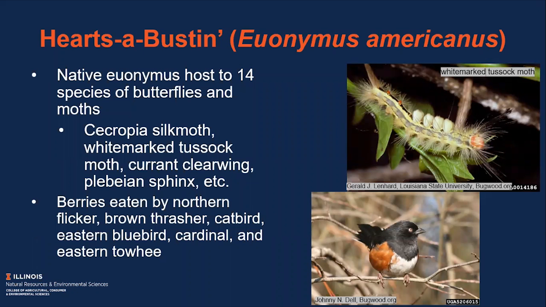Heart's-a-bustin. So again, this one is host to 14 species of butterflies and moths. A number of them listed here, but pictured we have the white-marked tussock moth, in addition to the currant clearwing, plebeian sphinx, and many more. The berries themselves will be eaten by northern flickers, brown thrashers, catbirds, eastern bluebirds, cardinals, and pictured here, one of my favorites, the eastern towhee. Pretty cool small bird there that doesn't often like to get its picture taken.